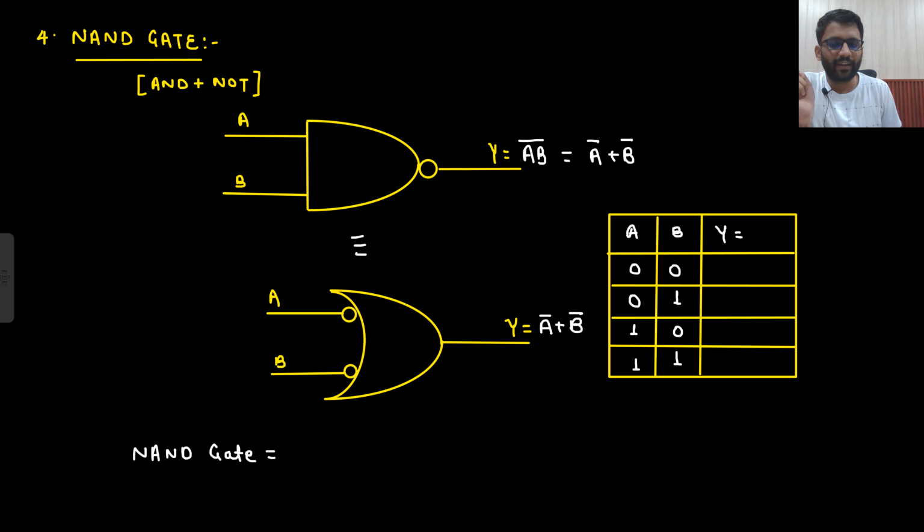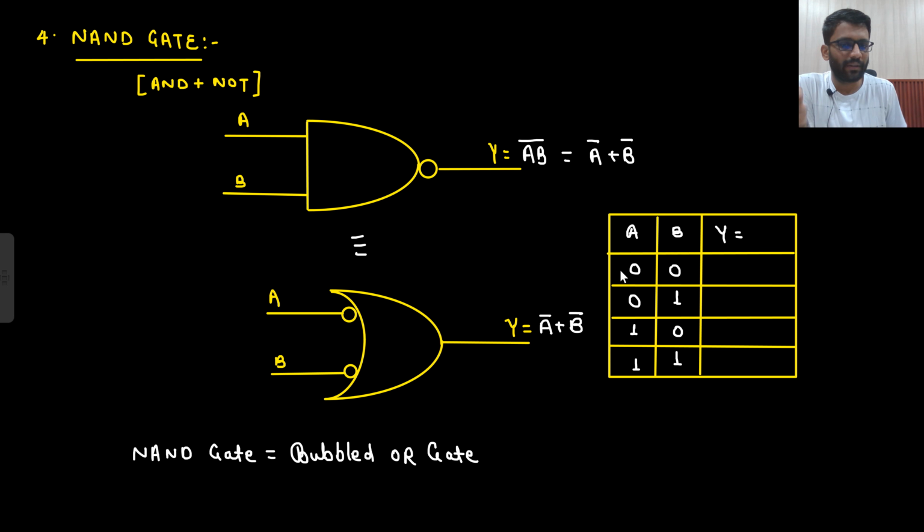And NAND gate can also be called a bubbled OR gate. Bubbled OR gate, because there are bubbles there, which gives A bar plus B bar. So AB bar can be written as A bar plus B bar as well.